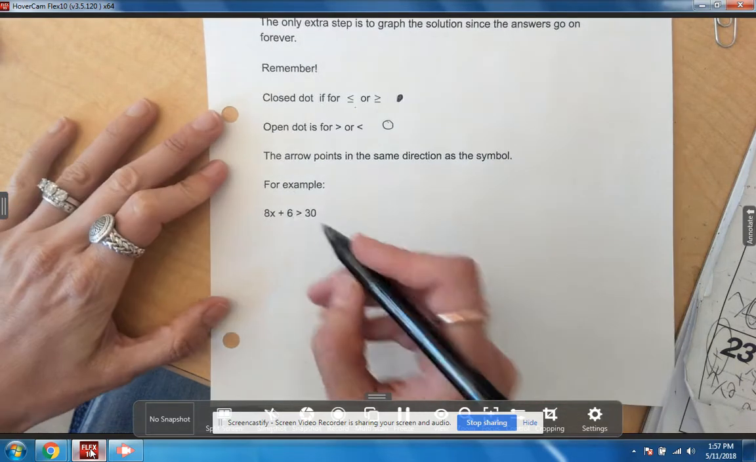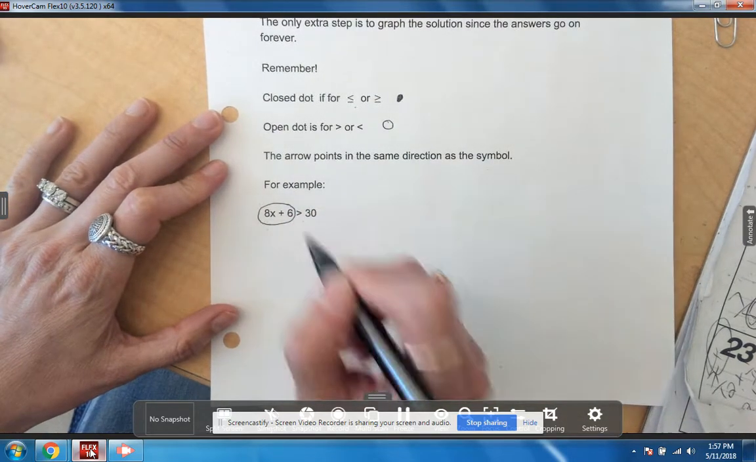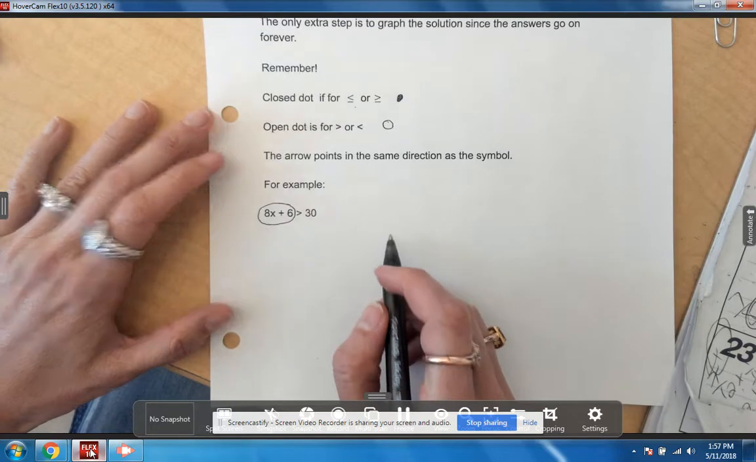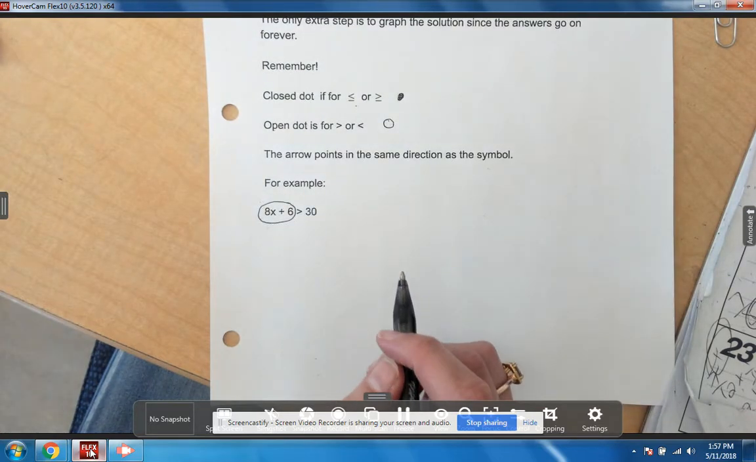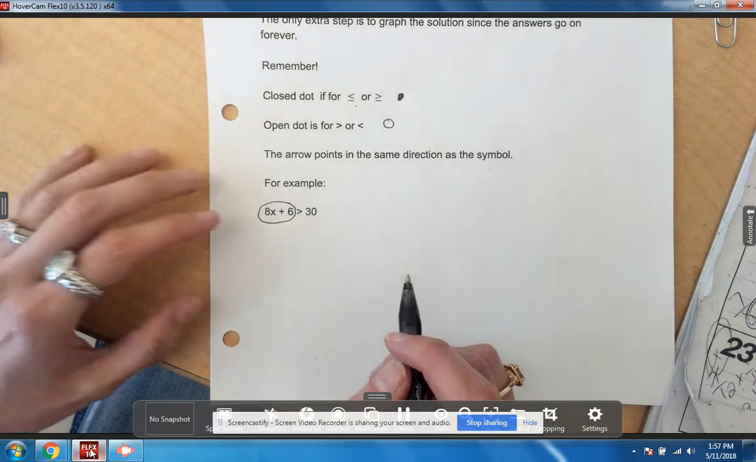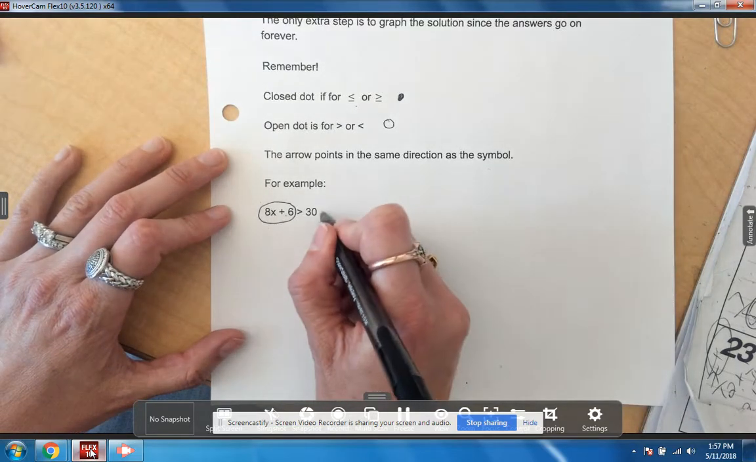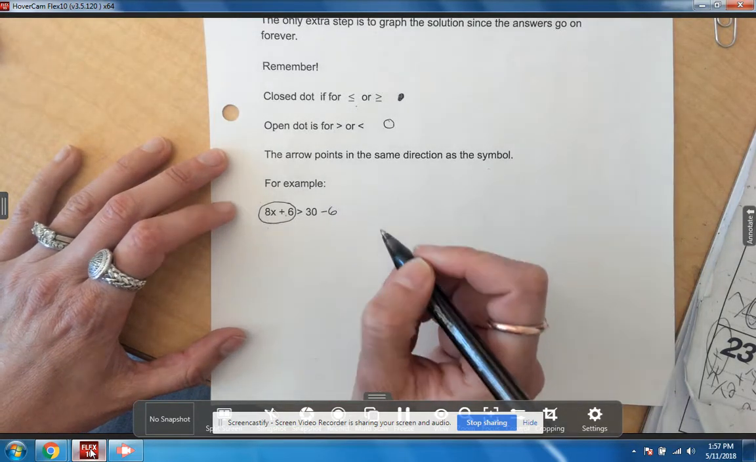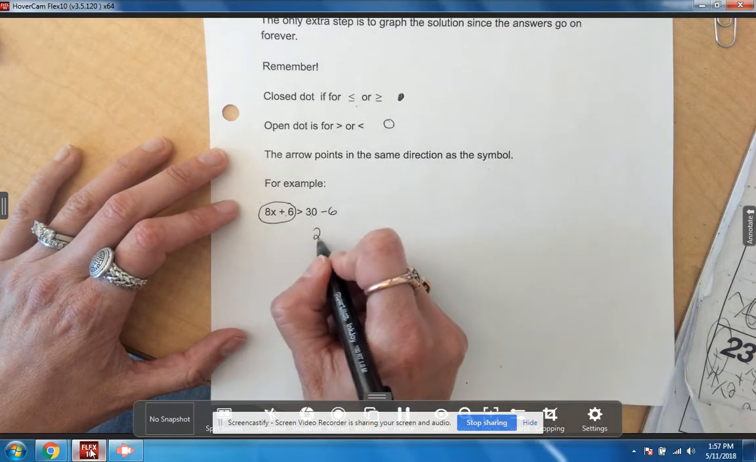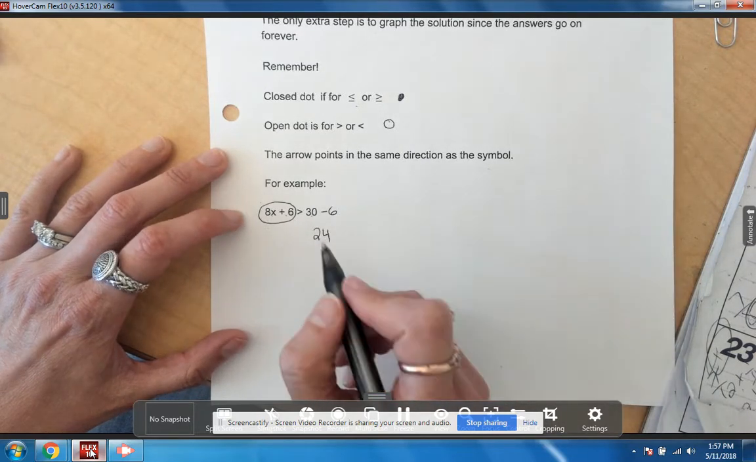So same step where you circle the side with the variable. Okay, now first you do the opposite of adding or subtracting, and then you do the opposite of multiplying or dividing. It's almost like the reverse order of operations. So they have an adding 6. So the first thing I'm going to do is subtract 6 on the other side. So 30 minus 6 is 24. Okay, now I'm not done.